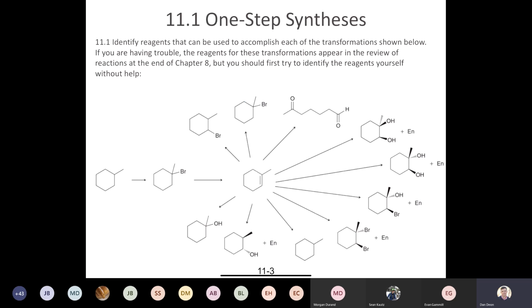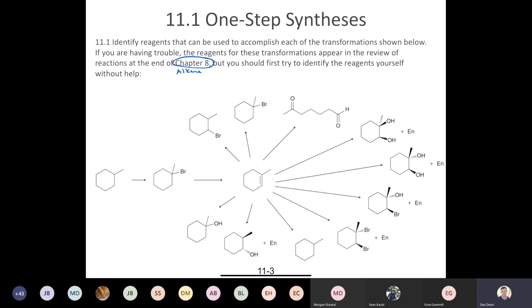And let's start here with this slide, which is a question straight out of our textbook, David Klein's 3rd edition of Organic Chemistry. It says, identify reagents that can be used to accomplish each of the transformations shown below. If you're having trouble, the reagents for these transformations appear in the review of the reactions at the end of Chapter 8. And Chapter 8 deals with the chemistry of alkenes. It's all alkene chemistry. So if you're rusty on these reactions, or if you've forgotten some of them, it might be a good idea to go back and review Chapter 8.